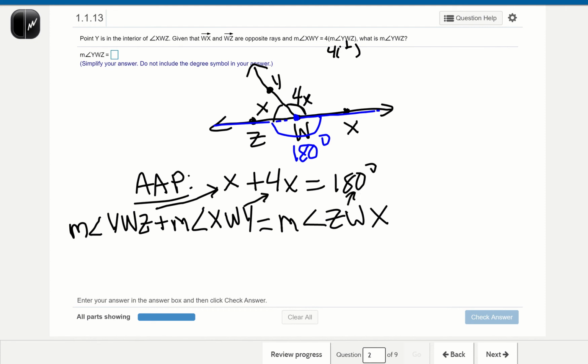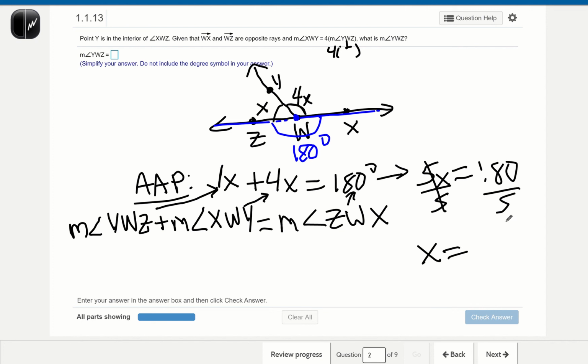You need to practice writing the angle addition postulate in terms of the symbols, so that's why I did that there. In any case, you're going to get x plus 4x is 5x. If you remember, there's an invisible 1 there. And then 5x is equal to 180. Using a little algebra, you just divide by 5. Let's actually do this out.